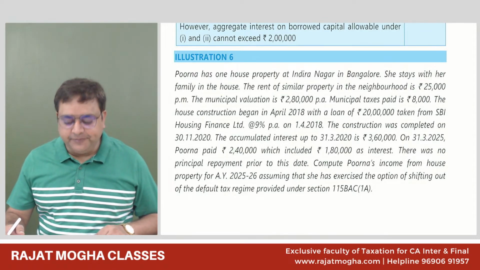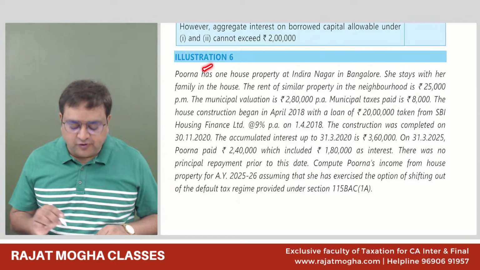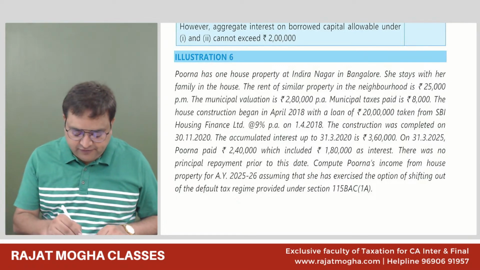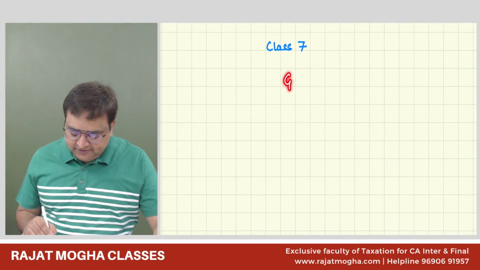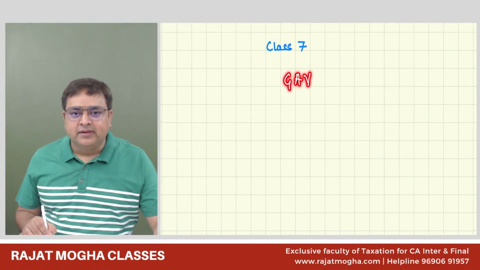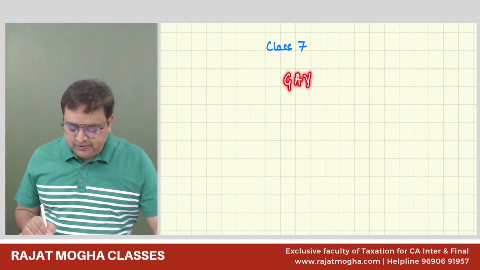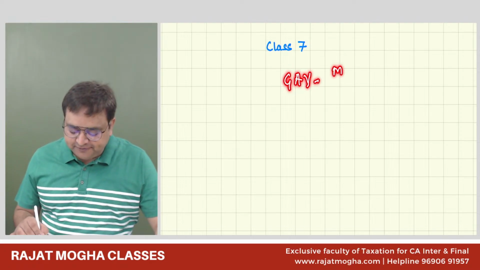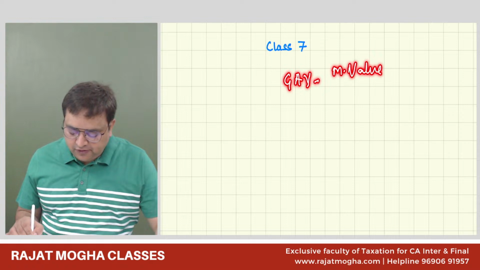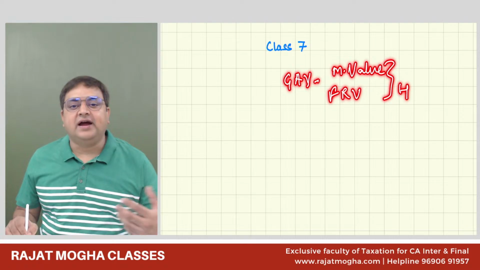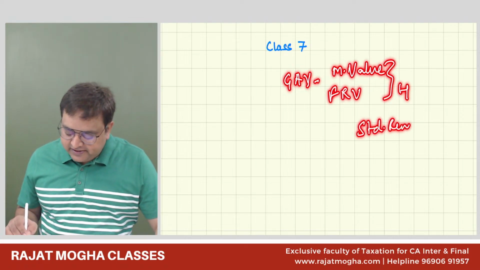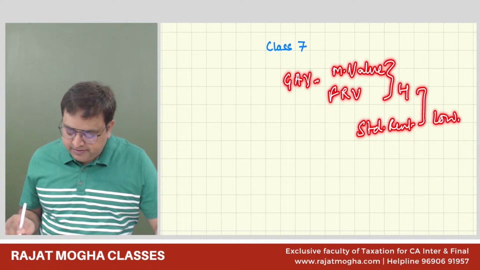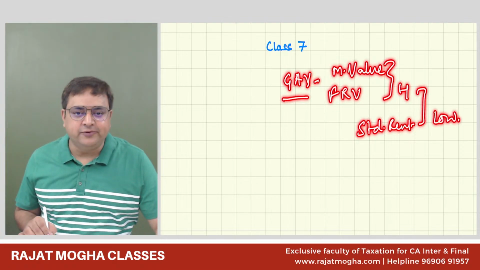It's quite simple. Whenever we need to compute a house property income, we start with GAV, gross annual value, right? What is gross annual value? It is the higher of municipal value or fair rental value, whichever is higher. But if a standard rent is also mentioned in the question, then we have to compare with the standard rent, whichever is lower. Do you remember? This is called GAV, gross annual value.